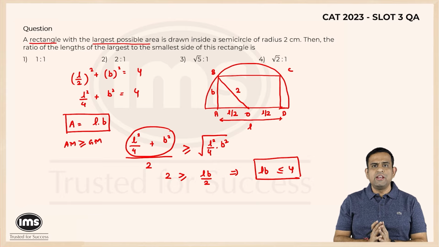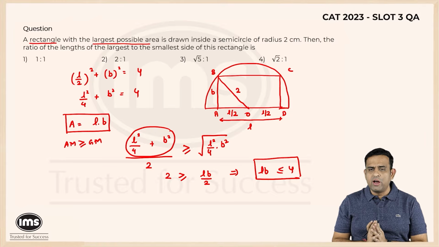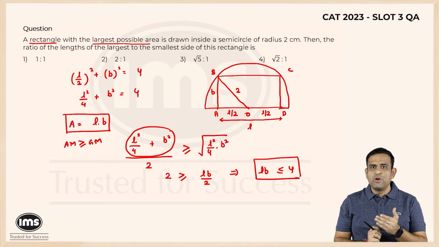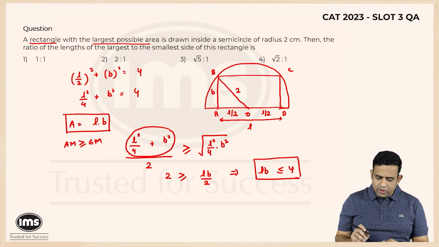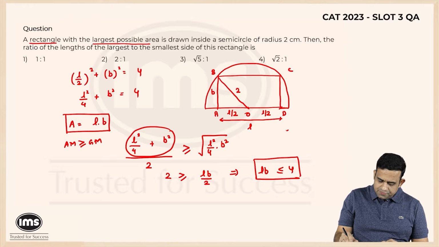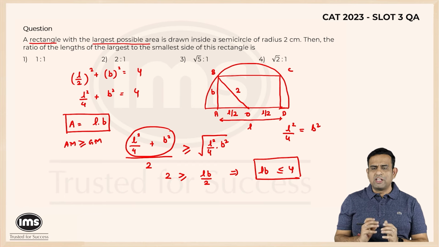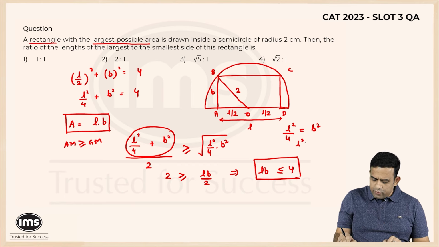And what we know is that in the AM more than or equal to GM inequality, the equality holds good when the terms are going to be equal. What does that mean? That simply means the term L square by 4 must be equal to B square. Then only we can have the max scenario. So L square would be equal to 4B square, and that basically means L would be equal to 2B.